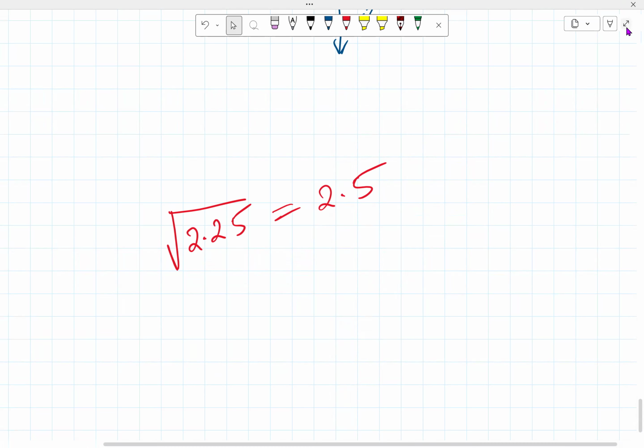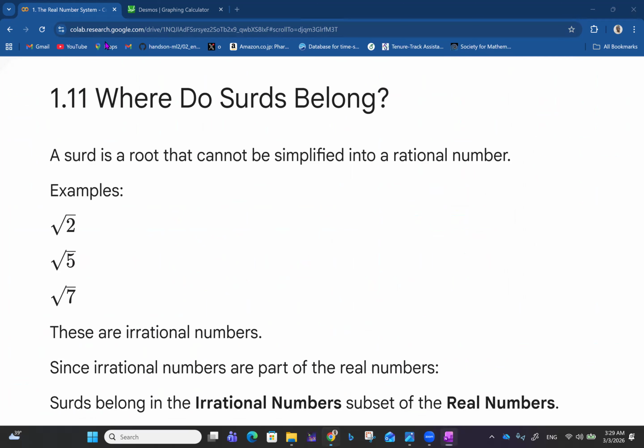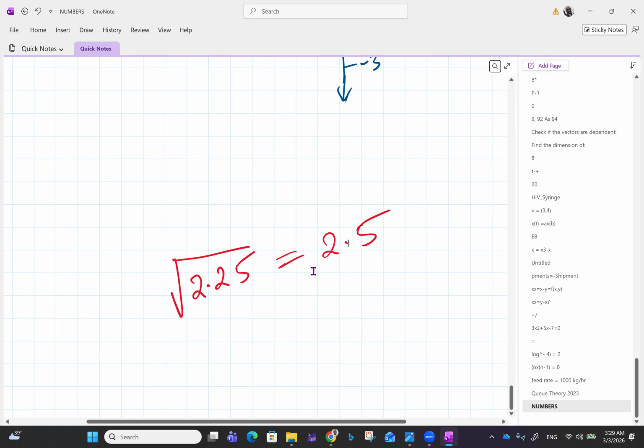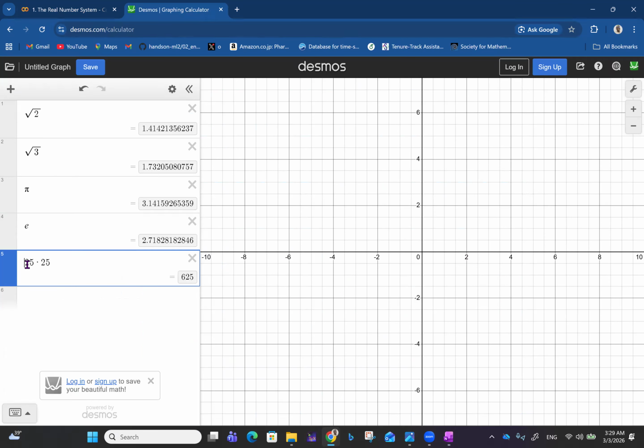Let me quickly check that. I think that's the idea. 25 times 25. Yeah, that's 625. Okay, it's actually 625. Okay, I think 225 is 15 times 15, right? 15 times 15. Yeah, that's 225.